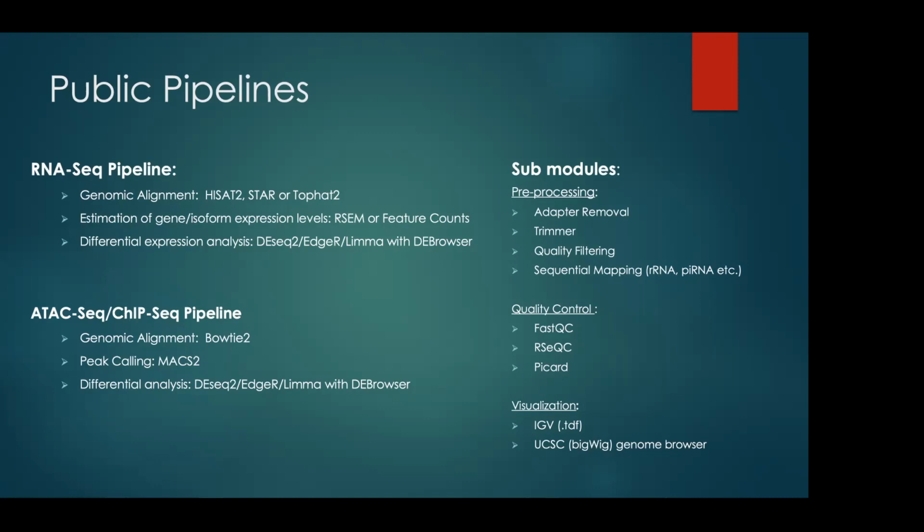Next, we have the ATAC-seq and ChIP-seq pipelines. Inside these pipelines, we do the genomic alignment with Bowtie2, and for the peak calling, we are using MACS2. Again, we have a similar differential analysis embedded in our report section, so you can do your analysis with the DEBrowser. Please keep in mind that we have a lot of sub-modules inside of these pipelines. We have adapter removal, trimmer, quality filtering, and sequential mapping embedded in these pipelines.